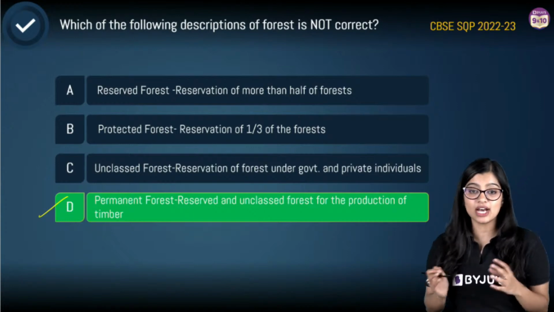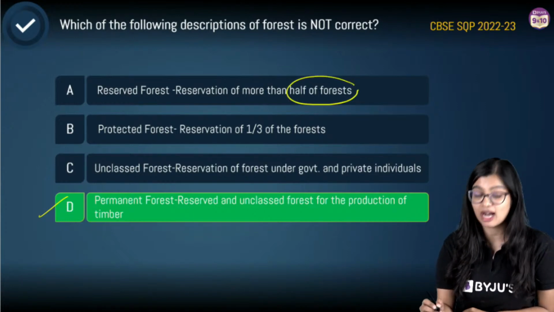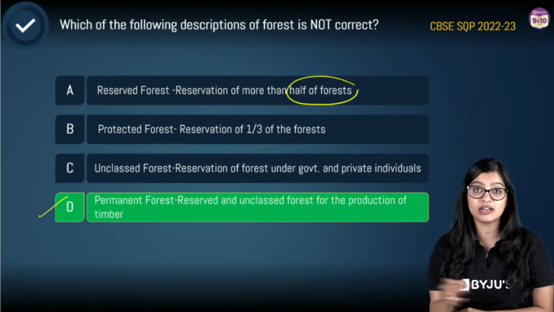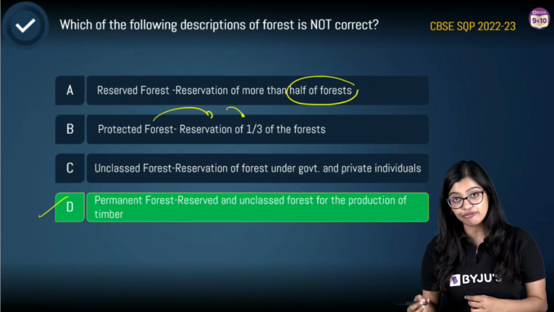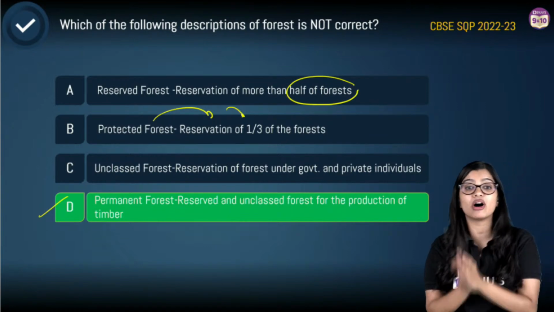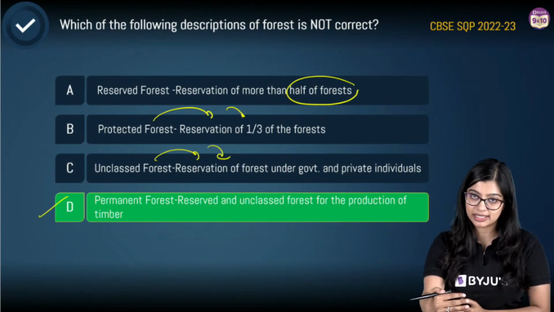So we know that reserve forest includes a large area of forest which mainly comes under government protection, right? While protected forests include one-third of the forest which is administered by the government, and they'll make sure that it does not undergo further damage. Now, of course, unclassed forests are those which do not come under the above two.